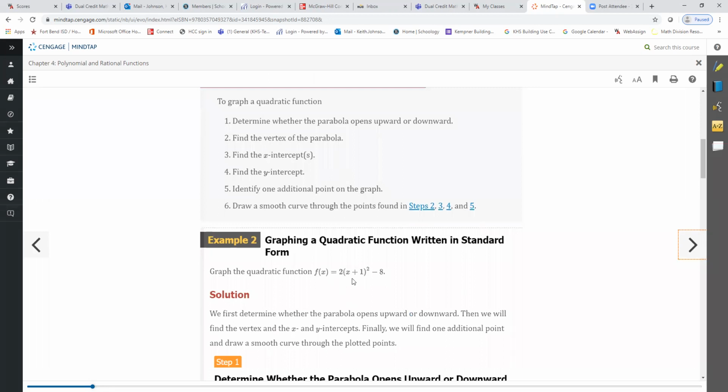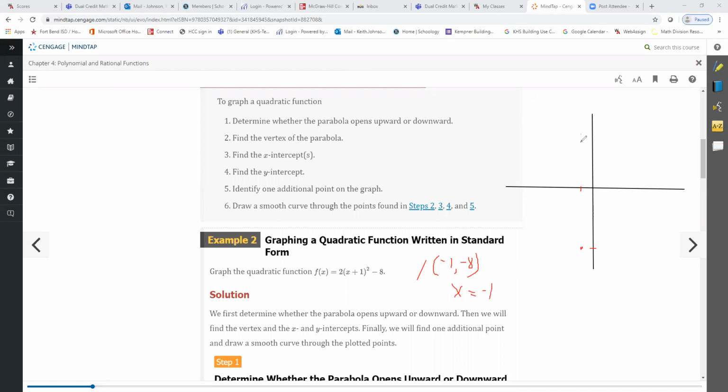So let's look at this problem here. If we get to my annotated here, so let's say we're going to take our grid, boom, boom, there we go. All right, so we're going to graph just some ideas here. So first and foremost, where's my vertex? My vertex is going to be at -1, -8, which means my axis of symmetry is at x is equal to -1.